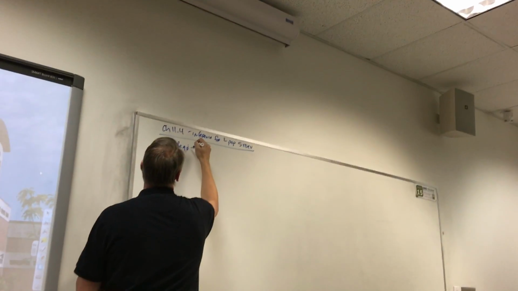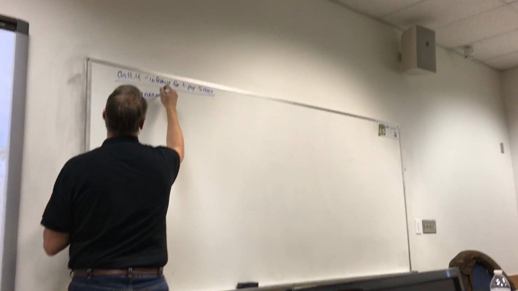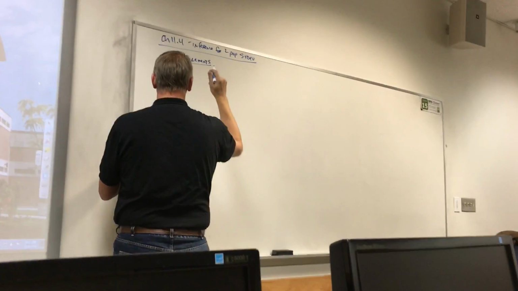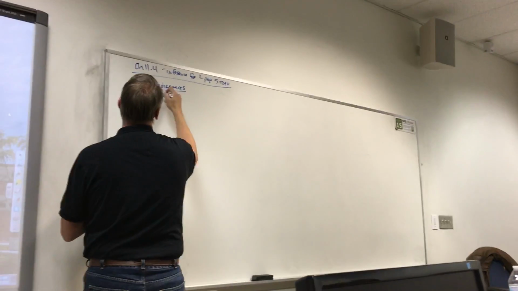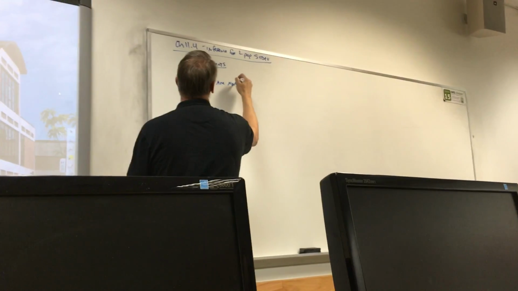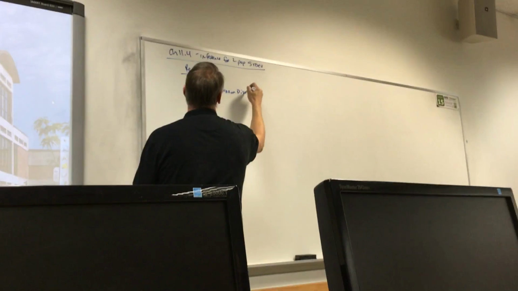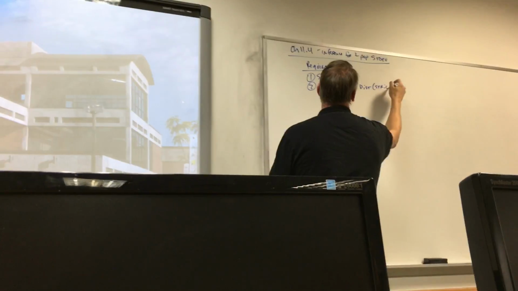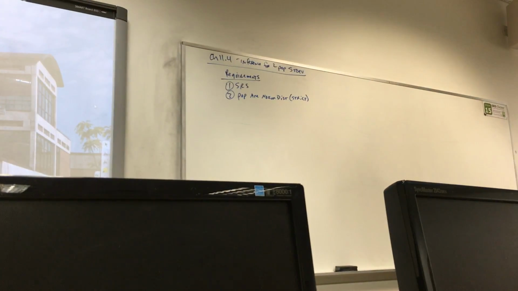So the requirements are, number one, it needs to be a simple random sample. And number two, the populations are normally distributed. And by that, it's strict, they definitely have to be normally distributed, otherwise this is going to, okay, so we'll talk a little bit about that later.